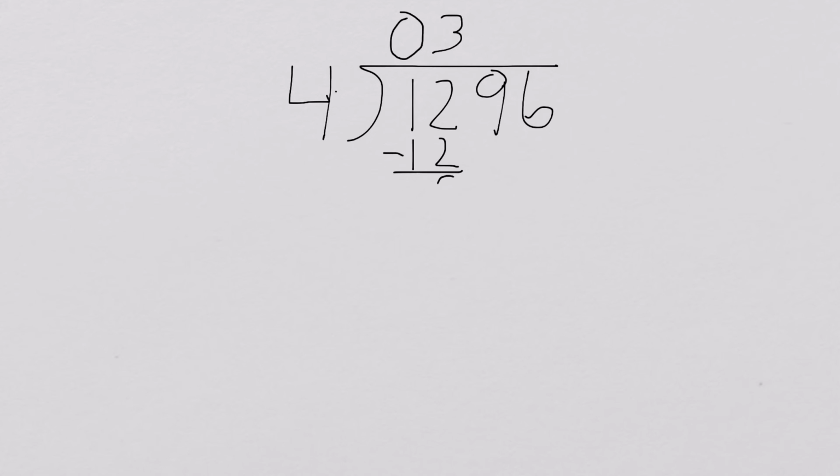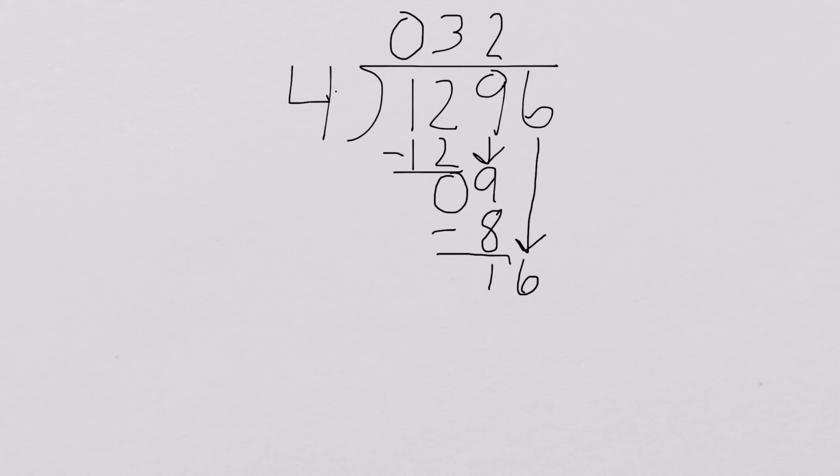So when we subtract, we get 0, and we bring down our next number, our 9. Once again, what multiple of 4 is going to get us close to 9? Can't go over, but don't want to be too far away. 4 times 2 is 8. So when we subtract, because that's as close as we can get to 9 without going over, we get 1. Then we bring down our last number, which is a 6. Now we're dealing with 16 ones.